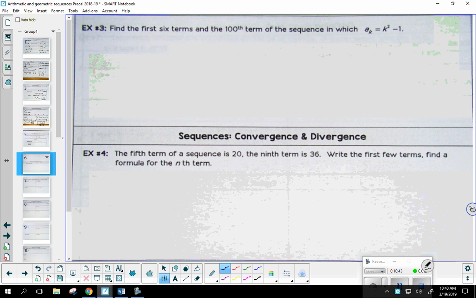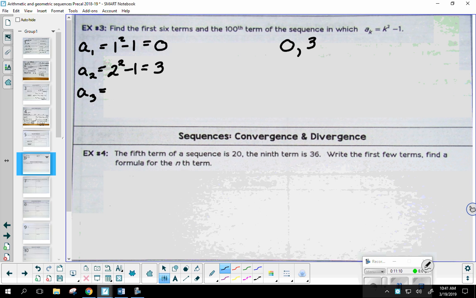So the first thing I'm going to plug in for k is 1. k squared minus 1 would be 1 squared minus 1. Well, that would be what? 0. So the first term is 0. Now I want the second term, so I plug 2 in for k. k squared minus 1 becomes 2 squared minus 1, so that would be 3. Then I could do that again. The third term, k squared becomes 3 squared minus 1, so that would be 8.